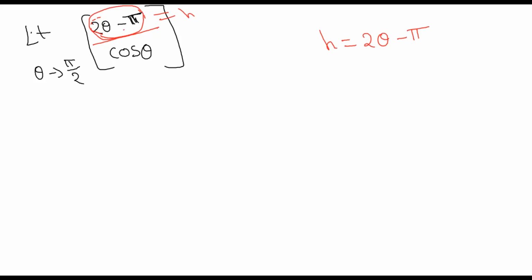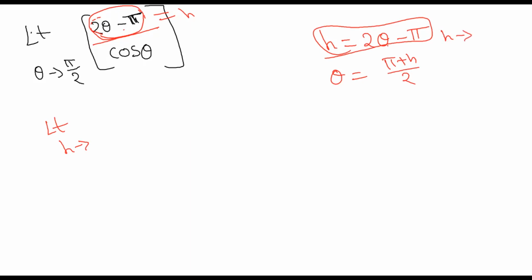Now calculate what will be the value of theta from this. Theta equals 5 plus h by 2... pi plus h by 2, correct? Now the same thing, limit. When theta is pi by 2, what is the value of h? Yeah, here they have theta is pi by 2. What is the value of h?